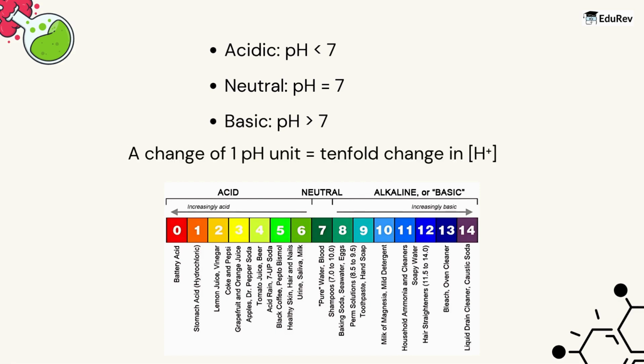Also remember, a change of 1 pH unit means a 10-fold change in H+ concentration. This scale helps us easily compare how acidic or basic different substances are. Let's now understand how we measure pH.